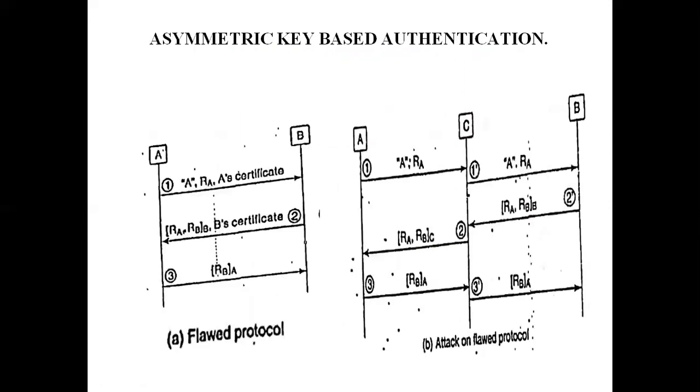Next we are going to see asymmetric key based authentication. What do we mean by asymmetric key based authentication? Here we assume that both A and B have public key and private key pairs.